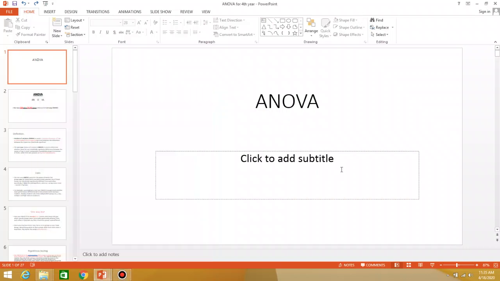Bismillah ir-Rahman ir-Rahim. My fourth year students, the lecture on ANOVA has earlier been shared with you in PowerPoint format, but I don't think this ANOVA is that simple that you will understand it from the PowerPoint. So this is the ANOVA with proper explanation.